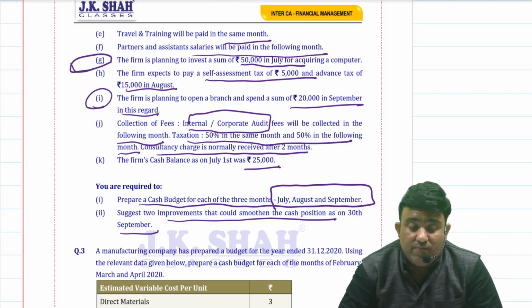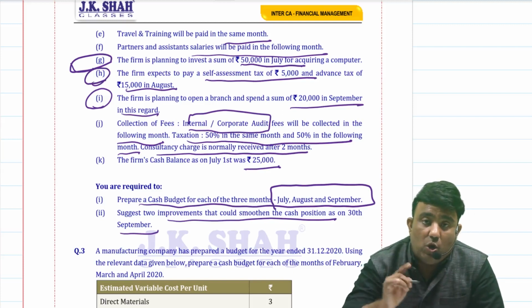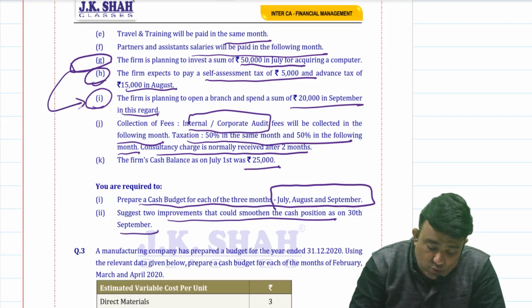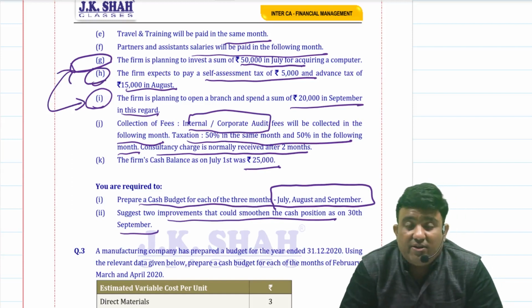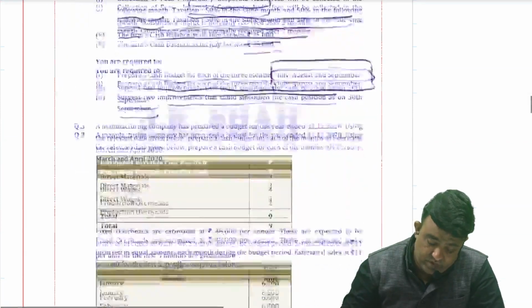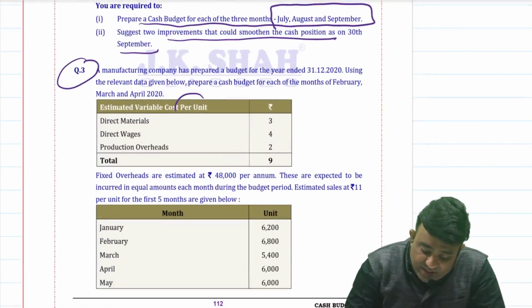expenses which are incurred for opening the branch. Logically, yes. But you can't delay the tax payment, because tax payments are as per the law. You can't delay any payment as per the law. So I would say these are the only two improvements which are available as far as this example is concerned. Clear, everyone? Question 3. Student, this is one example where everything is given per unit: material, wages and production overhead.